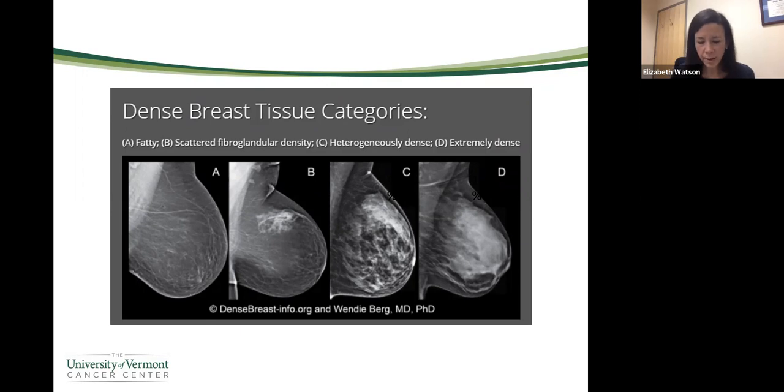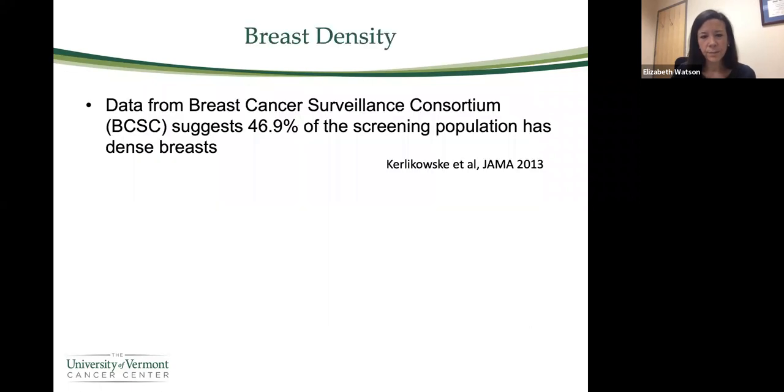If on your mammogram, you're classified as having dense breast tissue, then by definition, you are in the top 2 categories. You either have heterogeneously dense breasts or extremely dense breasts. If you're considered not to have dense breast tissue, then you're in the bottom 2 categories. Either you have a fatty breast or what we consider scattered fibroglandular density.